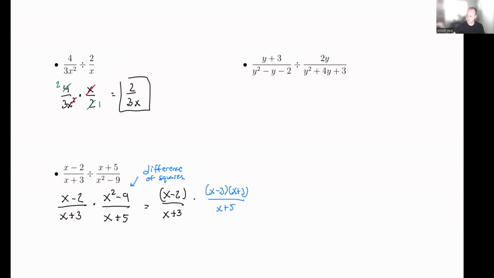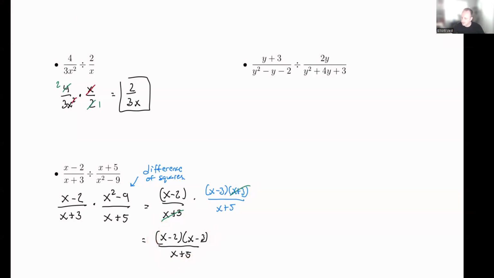All right, anything cancel? Looks like these cancel. And then I'm left with whatever's left. Let's put that down lower. x minus 2, x minus 3 over x plus 5. And there we go. So not too bad of problems here. We're just looking at the like factors that are exact. We cancel those and we leave the rest. We don't have to multiply it all out. We could leave this as our final answer. That's totally fine.